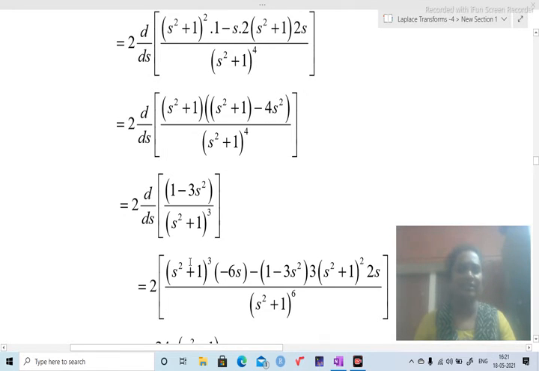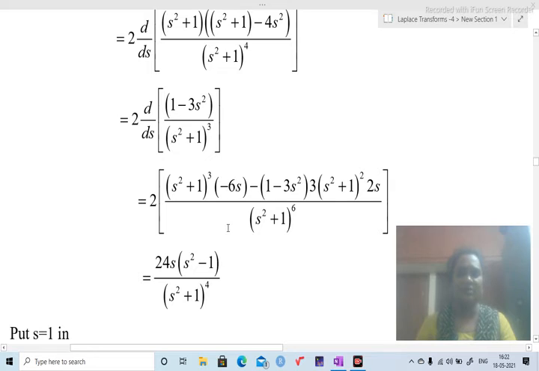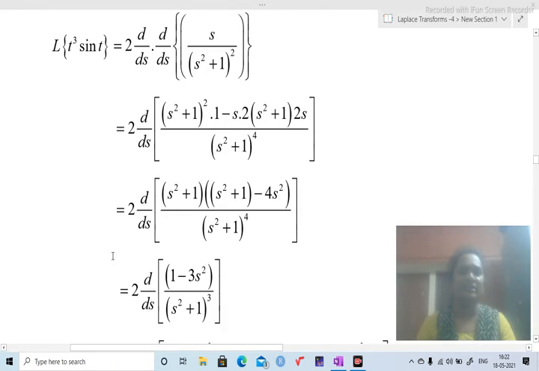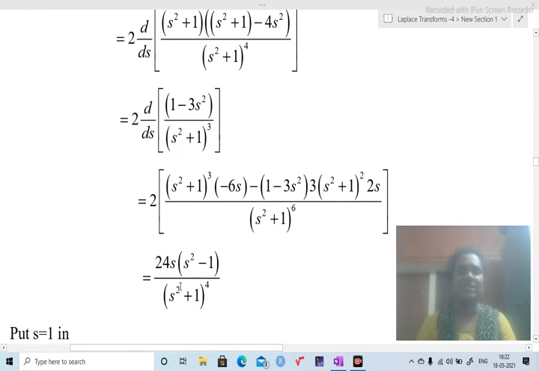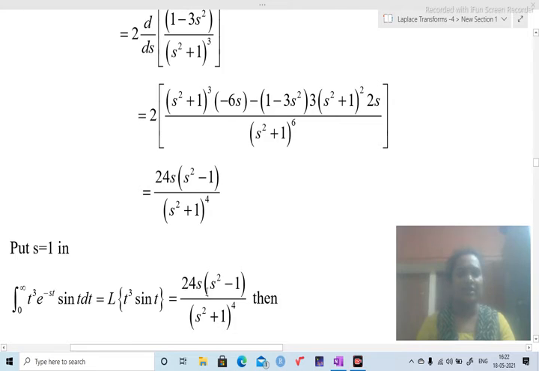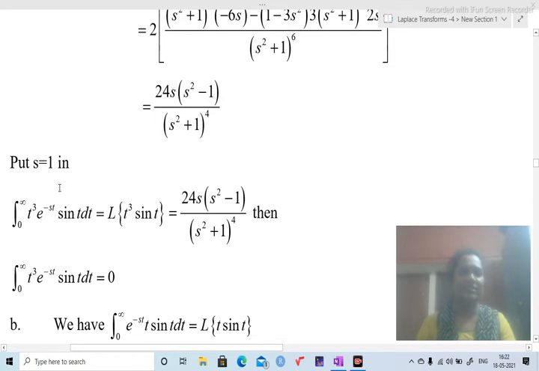Again, the third time differentiation. Now I am going to do differentiation by using the u by v formula. Then I am going to get this term. After simplification, the value of the given Laplace transform is 24s into (s square minus 1) by (s square plus 1) whole power 4. But I need this value.